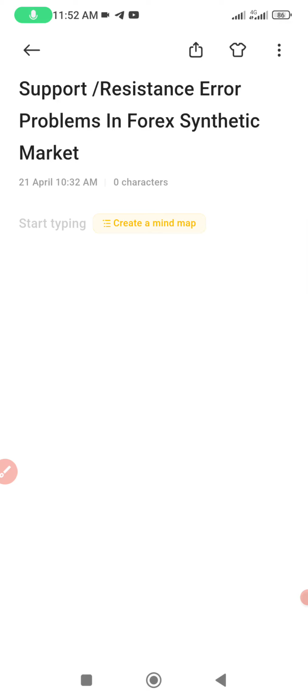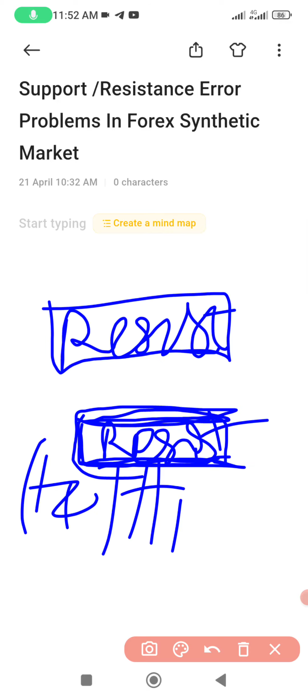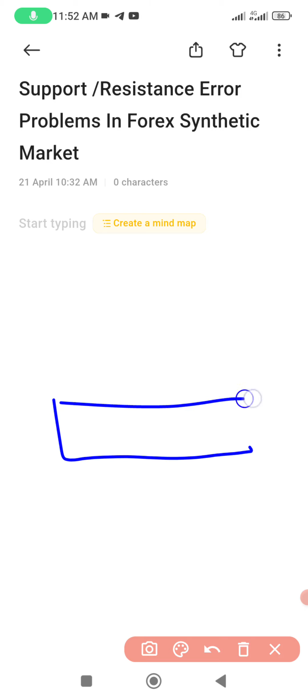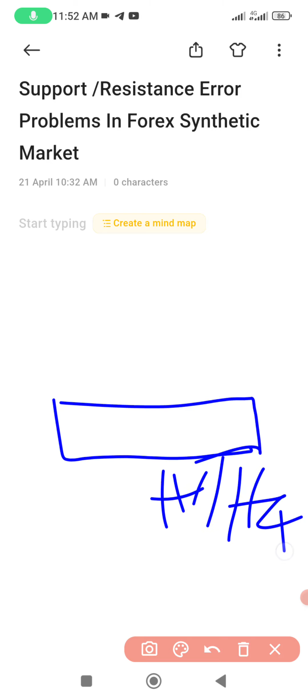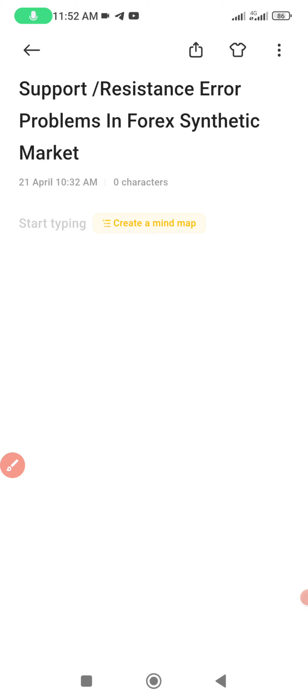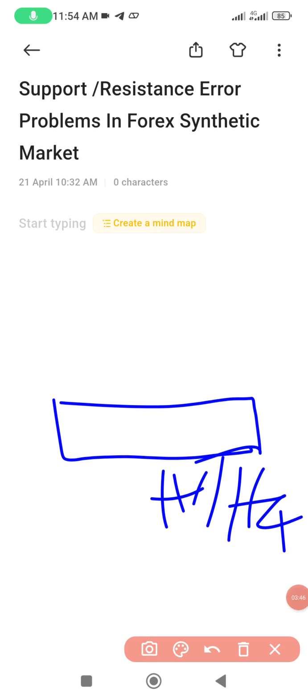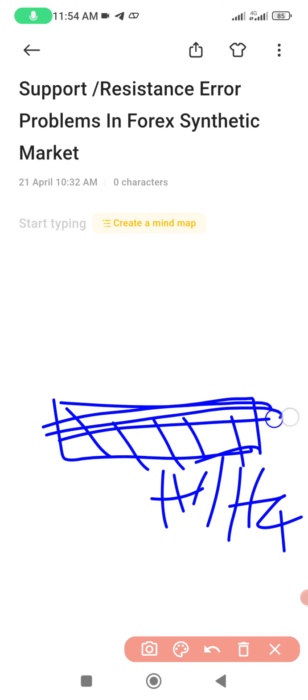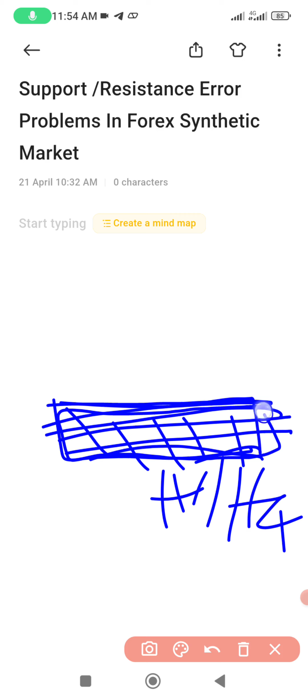So right now, let's assume that we have a resistance here, 1 hour, 4 hour. So right now, this is where you're supposed to enter this trade. There are prices here, any of these prices will give you profit.